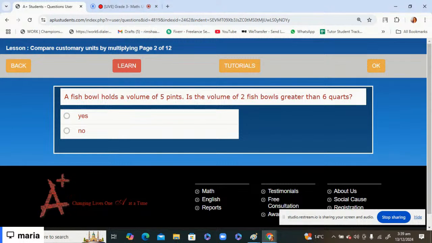A fish bowl holds a volume of 5 pints. How much volume does it hold? Is the volume of 2 fish bowls greater than the 6 quarts? Just multiply both the numbers with 5 and then check which one is greater.